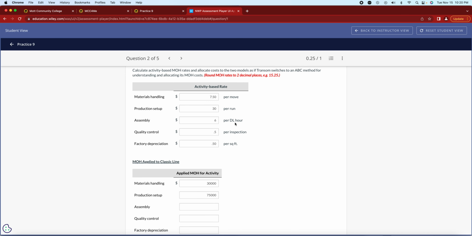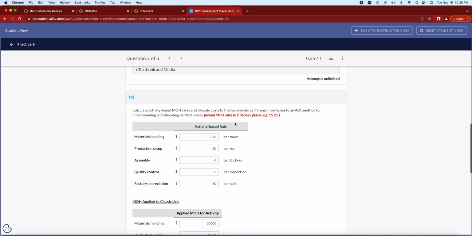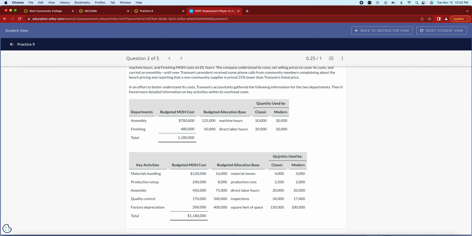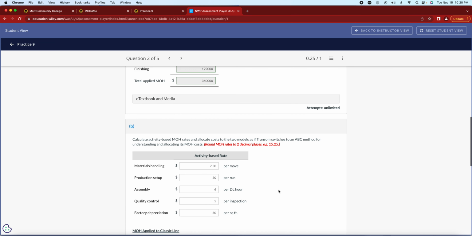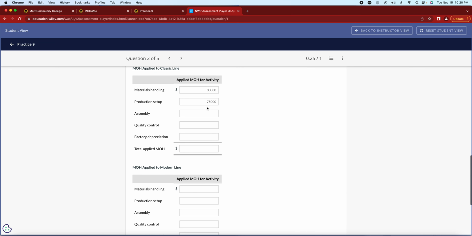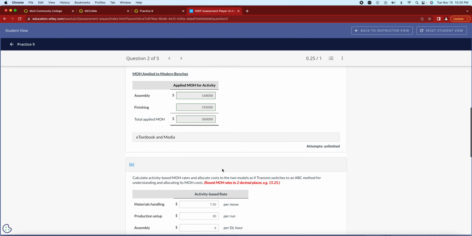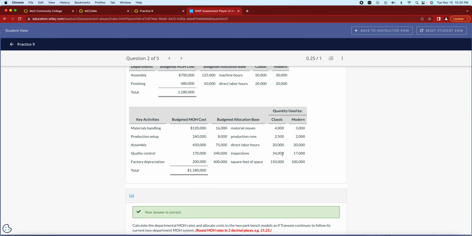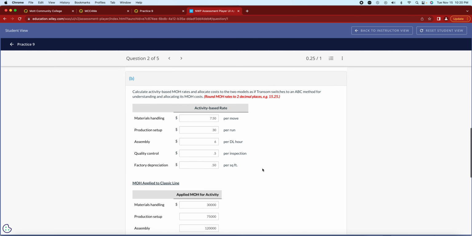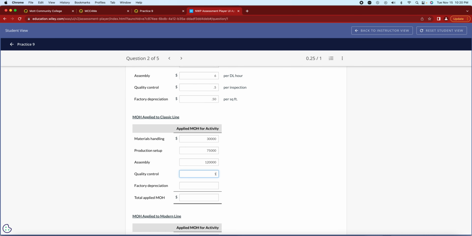$6 per direct labor hour for assembly for these products. So classic assembly had 20,000 hours times that $6, and we are looking at $120,000. Quality control is 50 cents per inspection. They had 34,000 inspections, so $17,000.